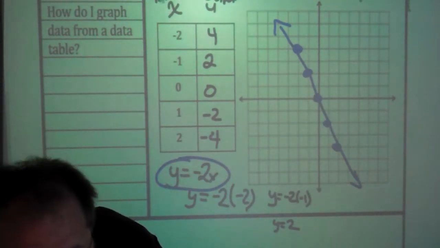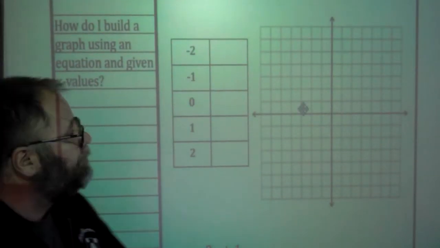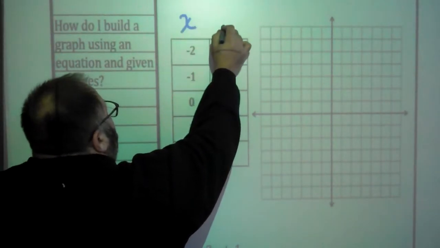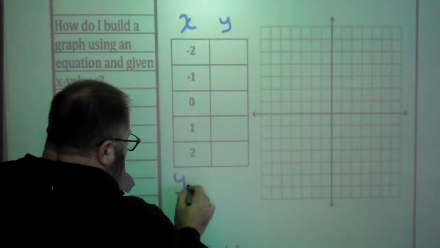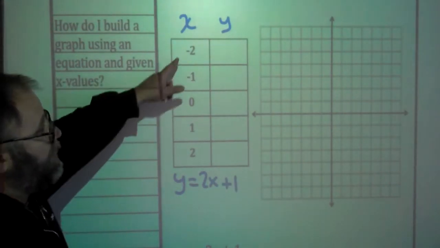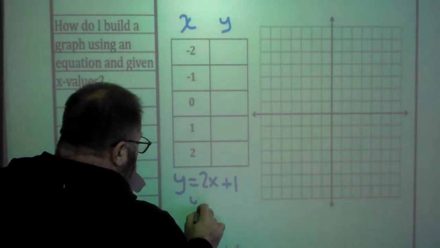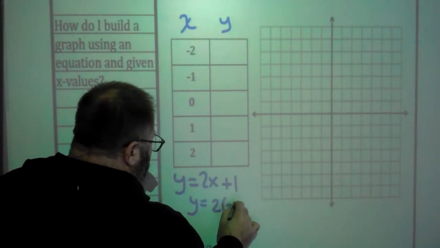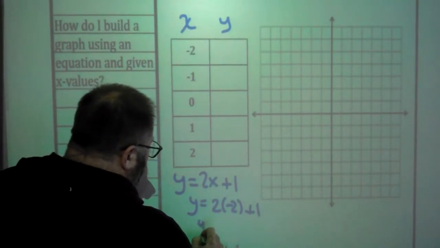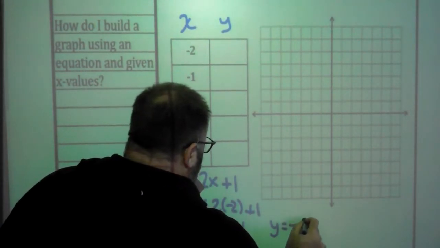Flip it over. Let's see if I can get one right on the first try. Yeah, all right, we've got an equation. My equation is down here. I'm just going to label this x and y. I'm going to write my equation right up here. So I'll do the first one. I'm going to substitute the first one, and then I'll do the rest in my head. Y equals 2 times negative 2. Did I do this right? Yes. Plus 1. Y equals negative 4 plus 1. Y equals negative 3.